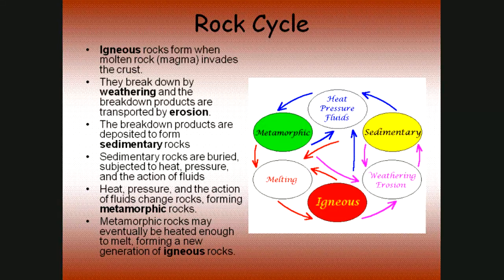Now, further heat and pressure at a depth in the crust can change the form of some rocks, making them into metamorphic. And of course, metamorphics may eventually be heated enough to melt, in which case they may develop into new igneous rocks. Now, that's just one look at the cycle.